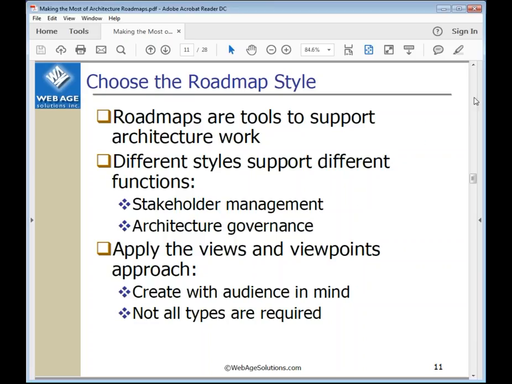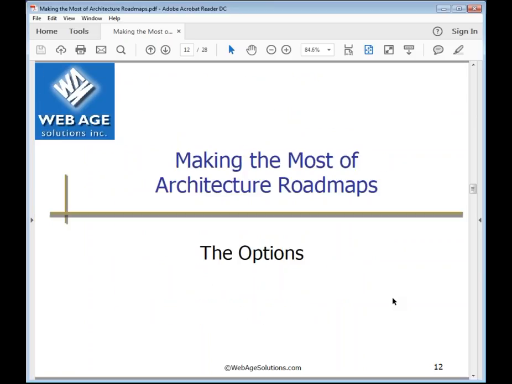So this leads in nicely to the next section. Let's start looking at, well, what are the different types of roadmaps that I would use, and when do I actually use them? And how can I get more out of them? So this section, we're going to look at the roadmap options.